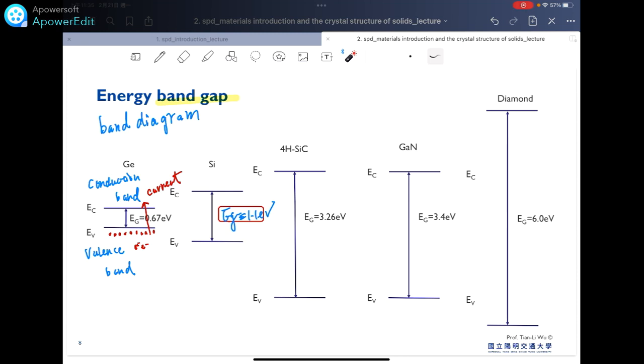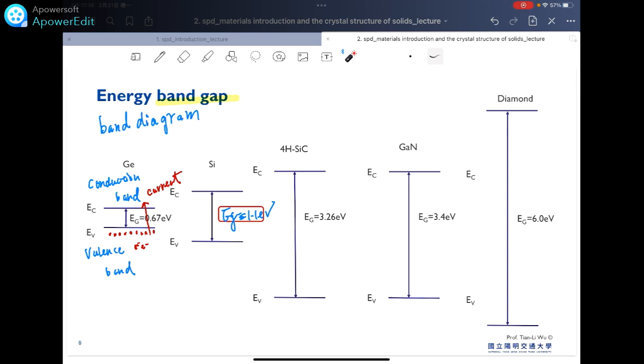And also, as I say, we have silicon carbide and gallium nitride, and these are all wide band gap materials with more than 3 electron volt. Even at the extreme, we have large band gap devices based on diamond, with more than 6 electron volts here.